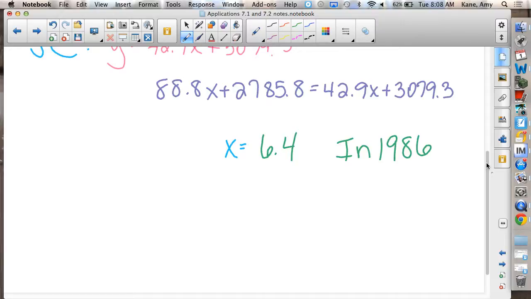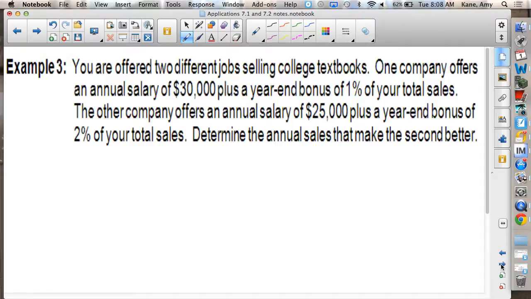Questions? So on the back, I believe there are two different problems. One talking about a job, and the other one talking about investing money. I think it's investing money.